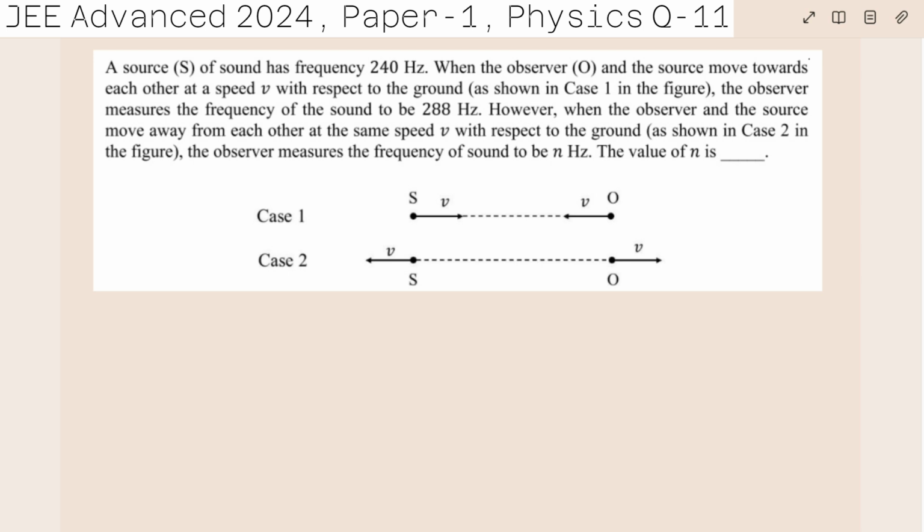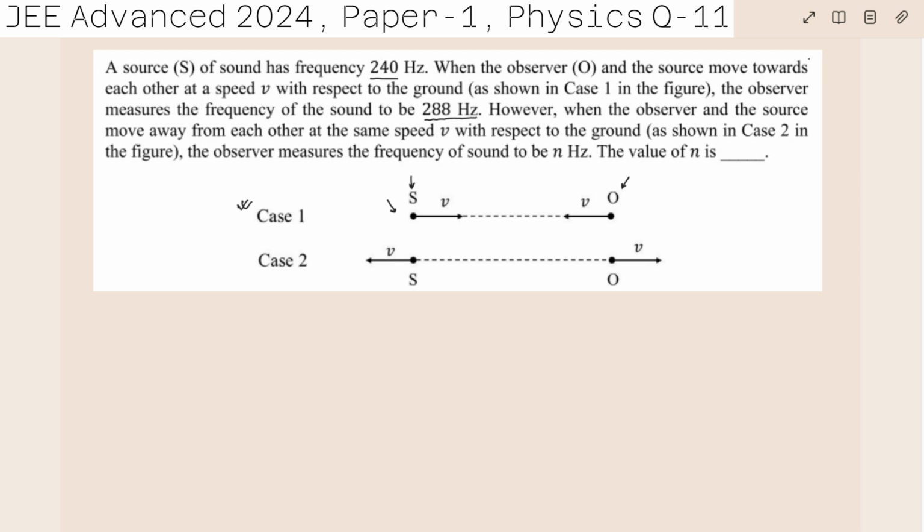A source of sound has frequency 240 Hz, as reflected in this image. When the observer O and the source S move towards each other, like in case 1, at a speed of v with respect to the ground as shown in figure 1, the observer measures the frequency of sound as 288 Hz. So this is the information provided for case 1.